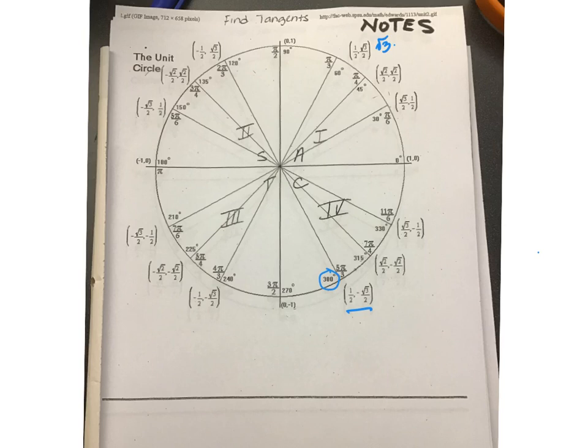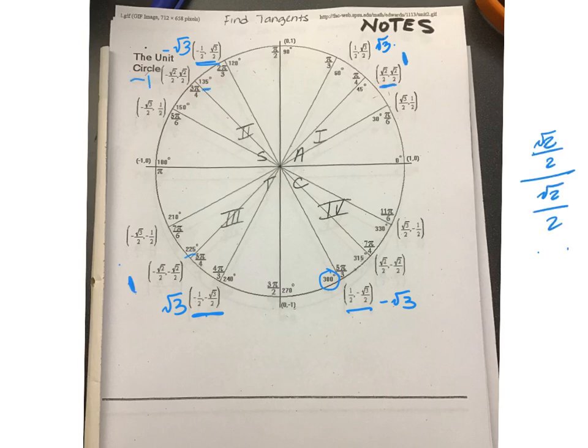It's what? Negative root 3. What happens over here? This one, a negative over a negative. Positive root 3. And what happens right up here? A negative and a positive, so it's a negative root 3. Do you see how you have your tangents now on those 4 angles?